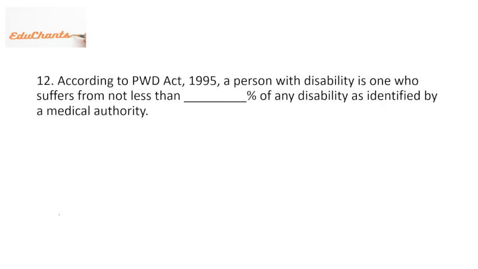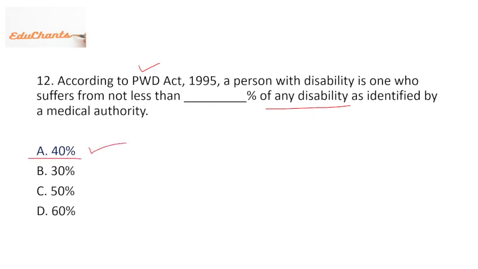Next, according to the PWD Act 1995, a person with disability is one who suffers from not less than dash percent of any disability as identified by a medical authority. So what is the minimum percentage of disability so that you will be considered as PWD, or person with disability? 40, 30, 50, 60. One of the easiest questions. Minimum 40% disability. If you have a minimum of 40% disability, then you are regarded as a person with disability.